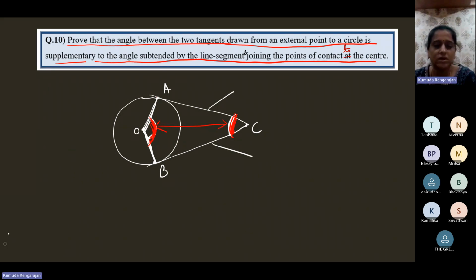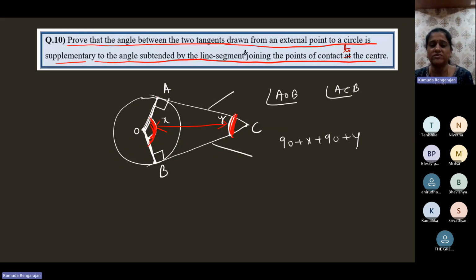That's easy because we know that this is 90, this is 90. These two are 90. So simply you can call them AOB and ACB, but I'll just take it as X and Y. So 90 plus X plus 90 plus Y is equal to 360. Because this is 90. This one we'll call X. This is 90 and this is Y.